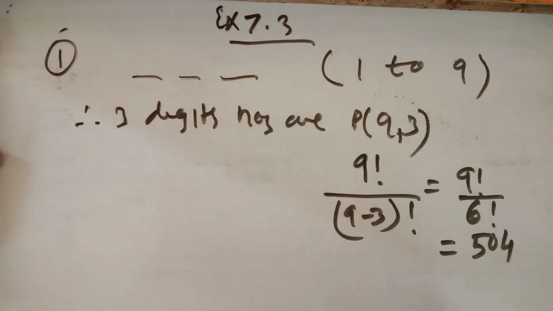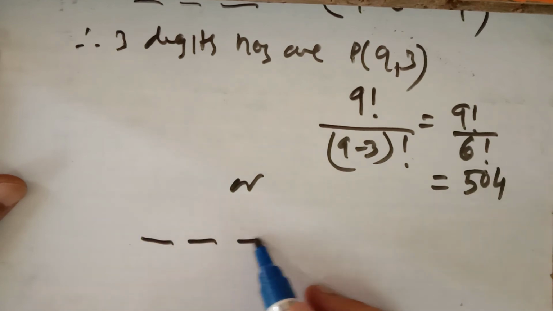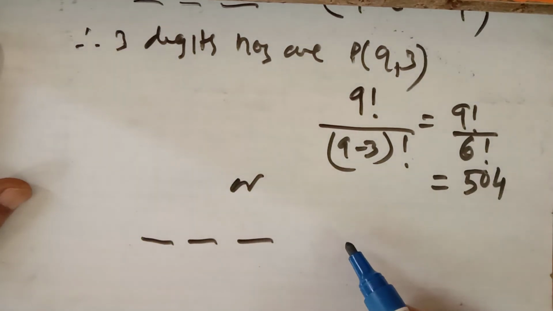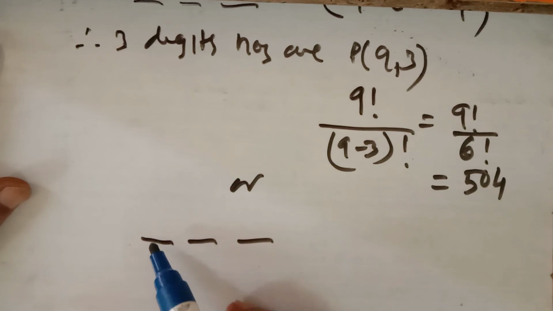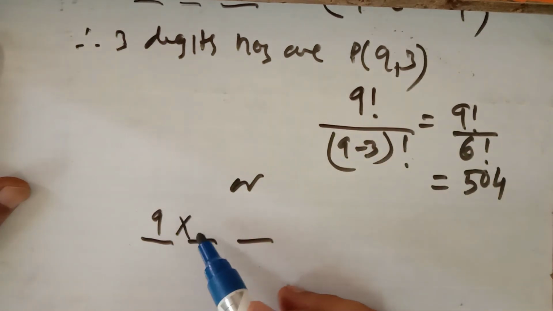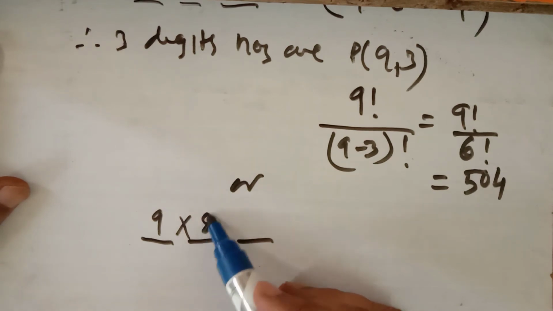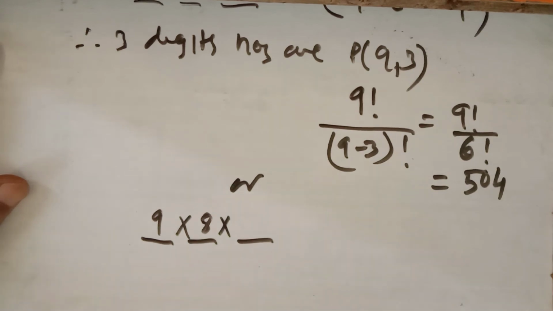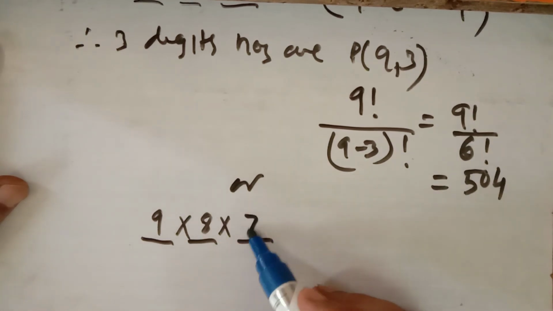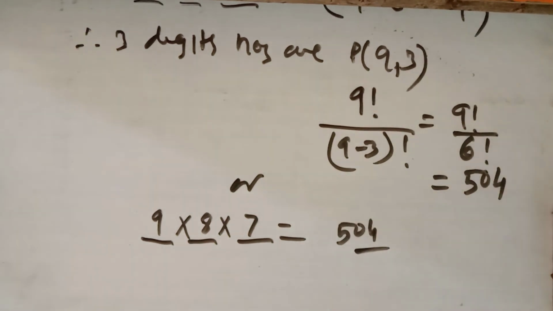Now students, we can solve this question by the fundamental principle of counting, which we have already done in the first exercise. The number of ways you can fill the first place is 9, because we have 9 digits, and because the repetition of digit is not allowed, the number of ways we can fill the second place is 8, and the number of ways we can fill the third place is 7. So it will be like this. By using the fundamental principle of counting, you can solve this question also.